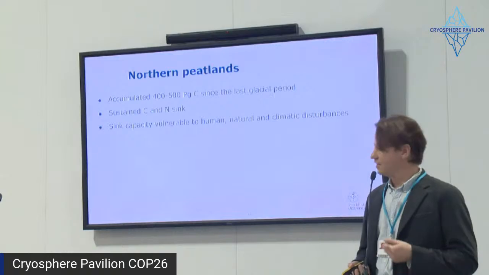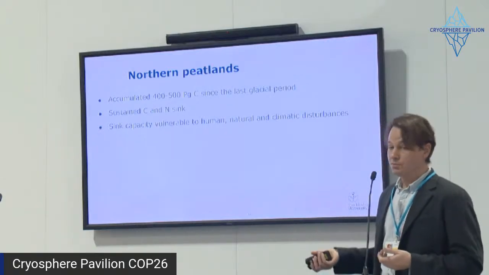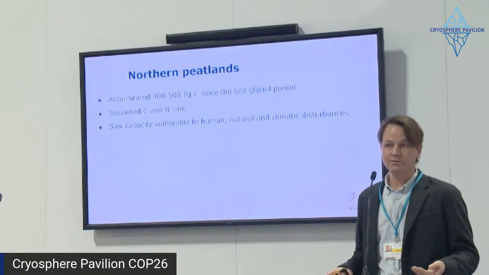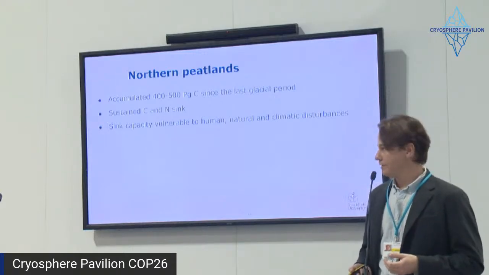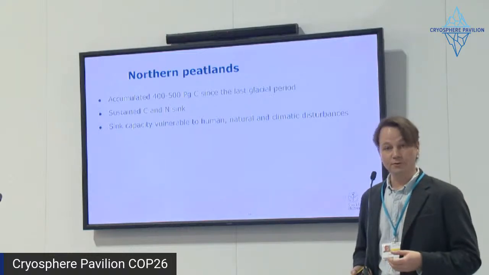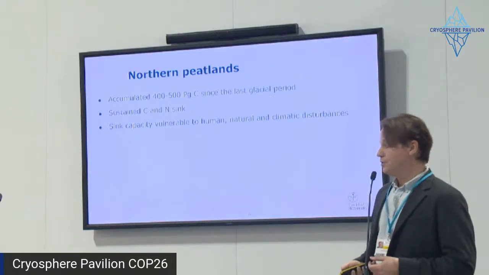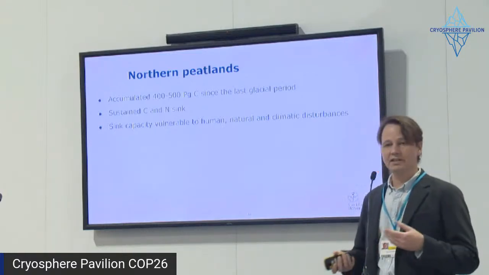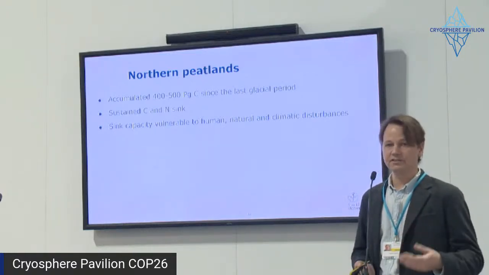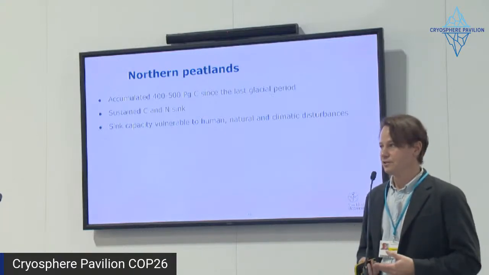But this sink capacity is really vulnerable to disturbances. And here I link with human disturbances, natural disturbance regimes, and climatic disturbances, which I'm going to talk a little bit more about at the end: permafrost thaw in peatlands that is driven by climatic change. Human disturbances are largely drainage, erosion of peatlands, fire, a lot of different interactions that humans have with peatlands. And those we can potentially restore, right?